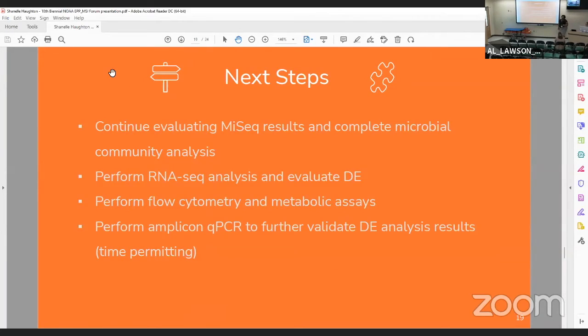In order to complete this project and bring this story full circle, next I'll have to complete my MiSeq analysis. I'll perform RNA-seq analysis, which will allow me to perform differential expression analysis and evaluate changes in response to infection at a gene level. And I'll also perform cytometry and metabolic assays to understand the changes in physical cell counts, immune cell counts, as well as to evaluate any changes in metabolic processes. If time permits, I'll perform qPCR to validate those differential expression results.